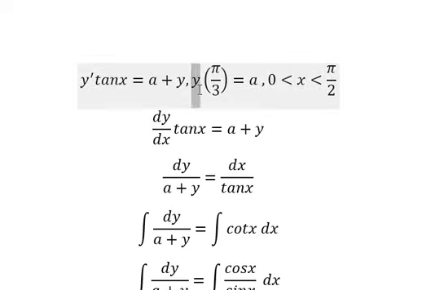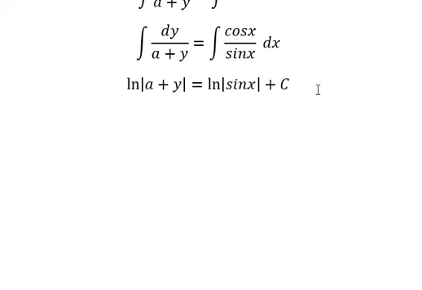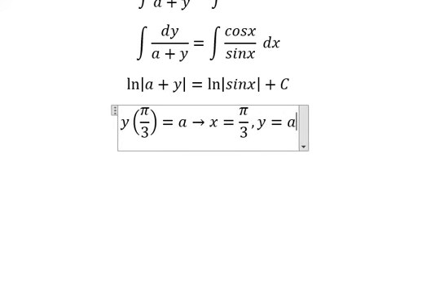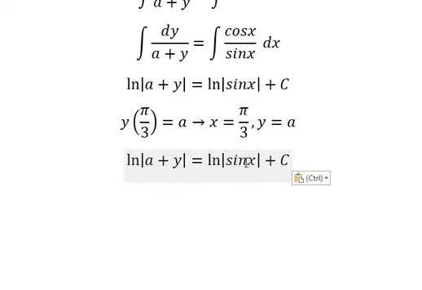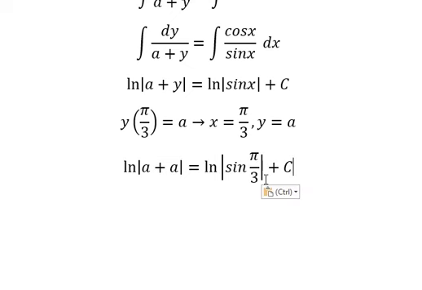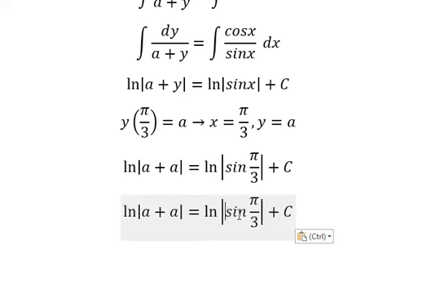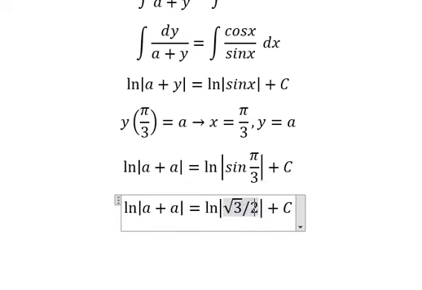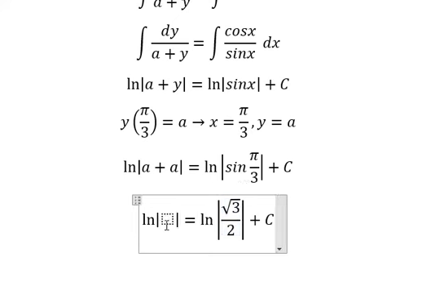Now we have the conditions. That means when s equals b over 3, y equals a. And now we put a and b over 3 on here. That is about the square root of 3 over 2. This one we have 2a.